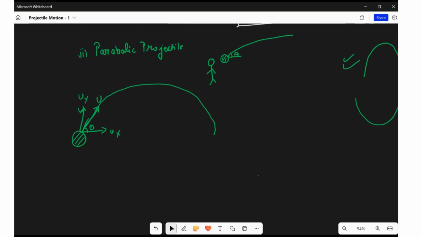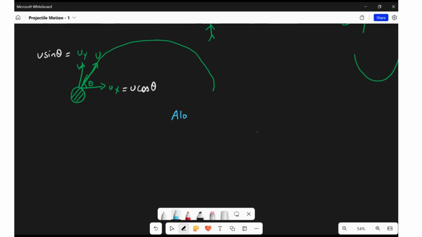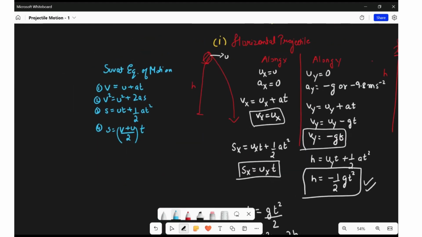And if you have prior knowledge of vectors, then you might know that when we resolve vectors, the base of the angle with which the x velocity is there, ux becomes u cos theta, while velocity along the y direction becomes u sine theta. This is how we resolve the vectors, right? Now we divide into two components again, along x and along y. Again, we need to keep the SUVAT equations in mind.